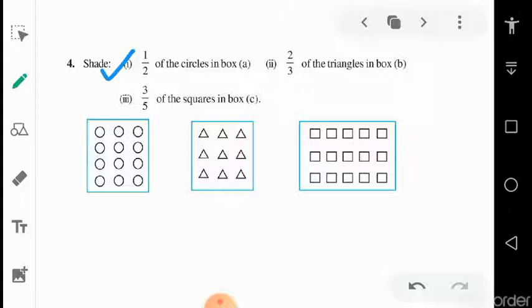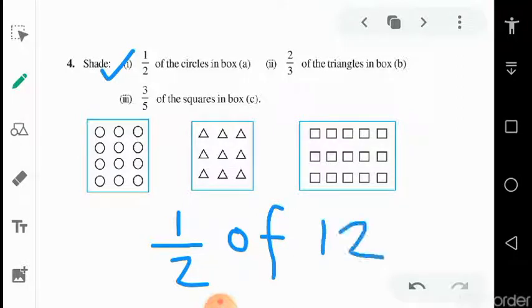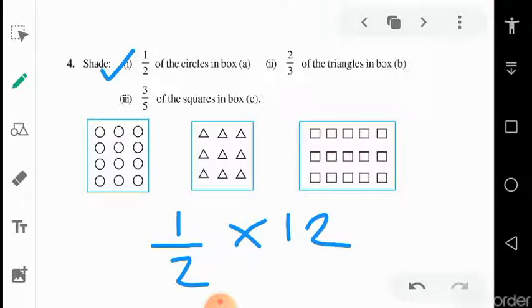So there are a total of 12 circles. Now half of the circles in the box, half of the circles, so total circles are 12. Now to find the value of this one, the "of" is converted into multiply. Remember always, when you are studying about fractions and mathematical operations and this word "of" comes somewhere, it means multiply. So we will convert "of" into multiply and we'll put the number of circles.